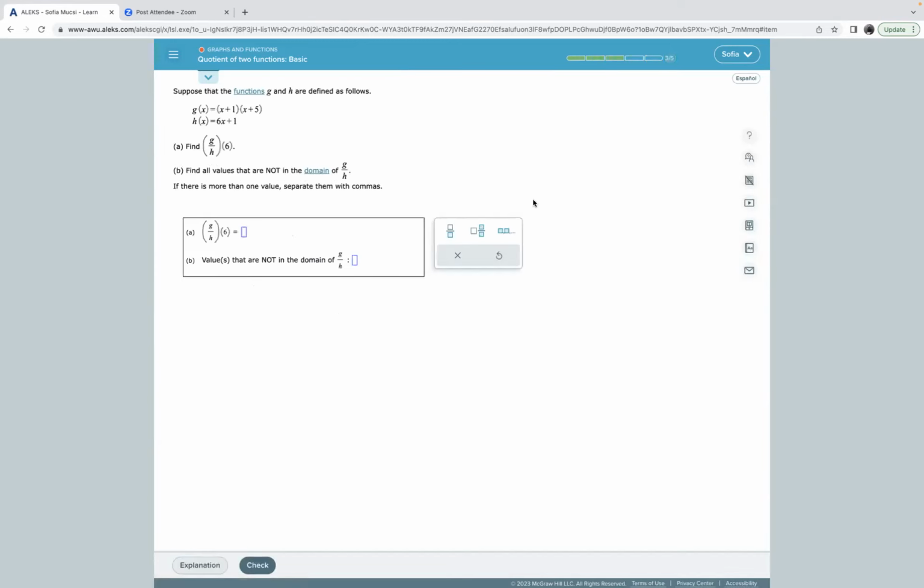Okay. I'll do this one. Okay, so I had 77 over 37. That's right. And then that will just be the denominator. It's just -1 over 6. That's right. Okay, perfect.